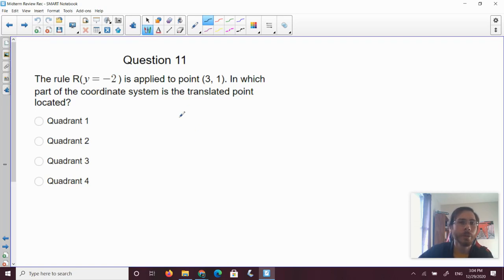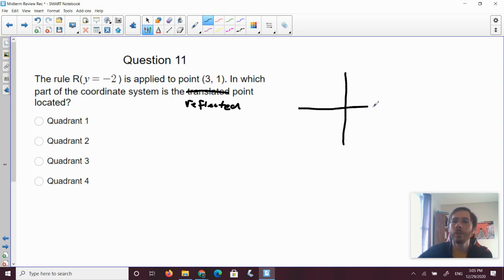All right, so for number 11, we're told the rule R over y equals -2 is applied to the point 3, 1. Which part of the coordinate system is the translated point located? Which this is not a translated point. This is a reflected point. So we'll go ahead and switch that. So what we're going to do is try and draw it out. So let's see what happens.